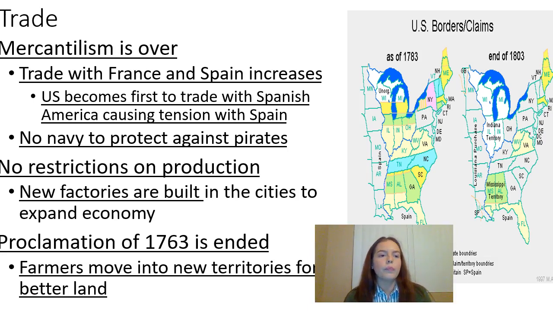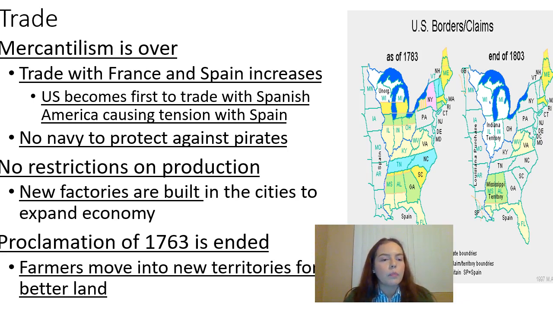Mercantilism is also over, and as a result, we see trade with France and Spain increase. And the United States also becomes the first to trade with Spanish America. So now we're trading with Mexico, which is beneficial to us. However, we're going to see rising tensions between us and Spain as a result.